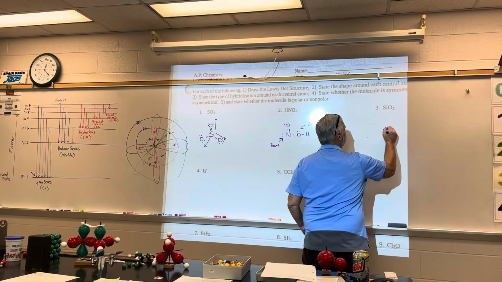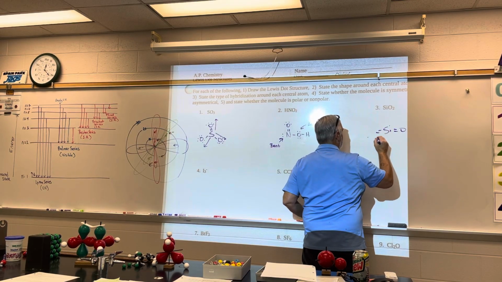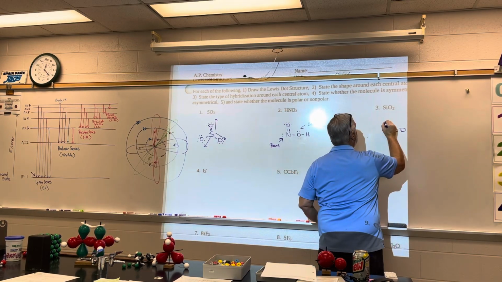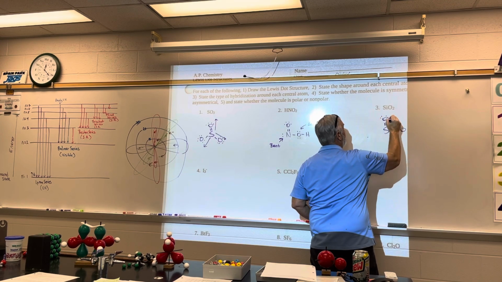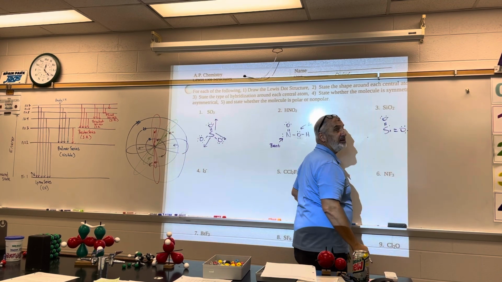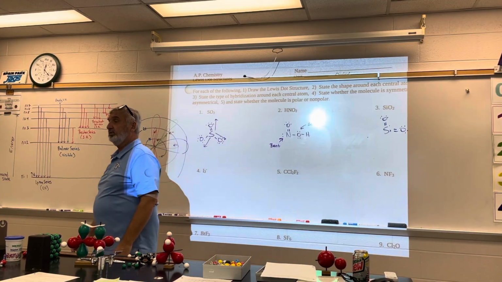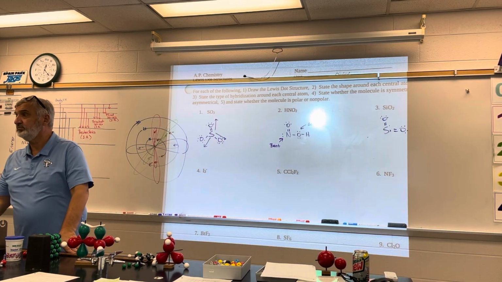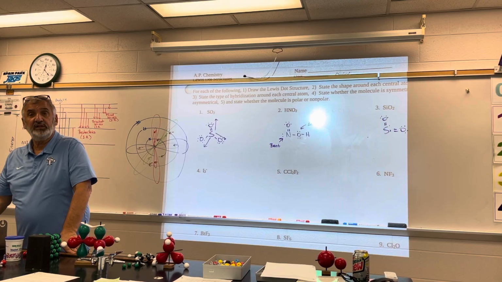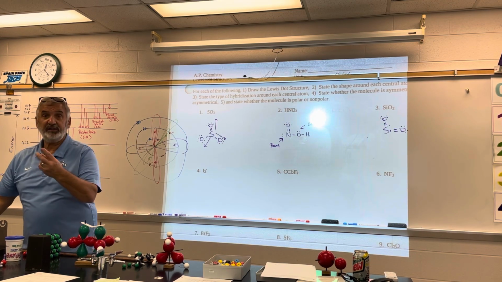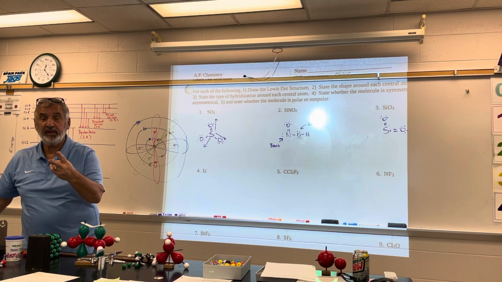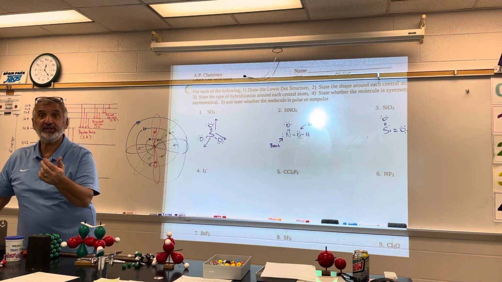SiO2. You may have drawn SiO2 to look like this, and that Lewis dot structure is 100% fine. Do I have polar bonds? Yes, because of oxygen. But is it symmetrical or asymmetrical? How do I know? AX2, the X's are both the same. It's linear, because we know it's that.